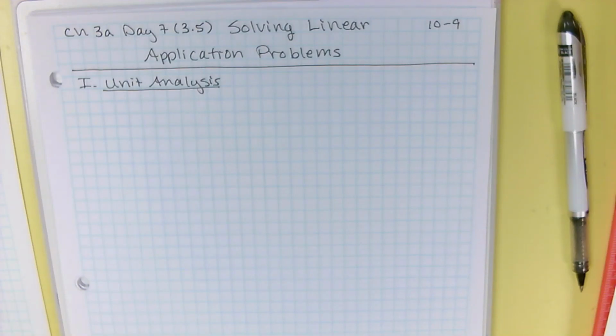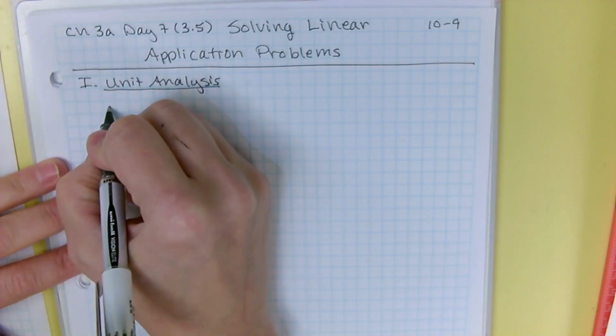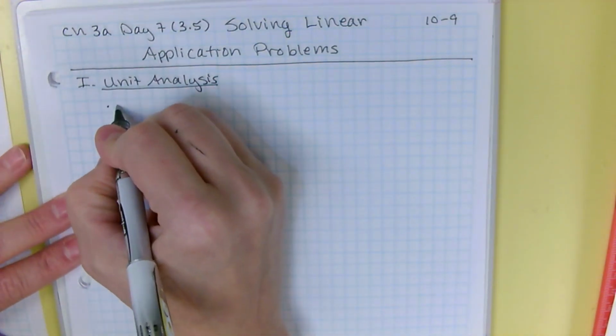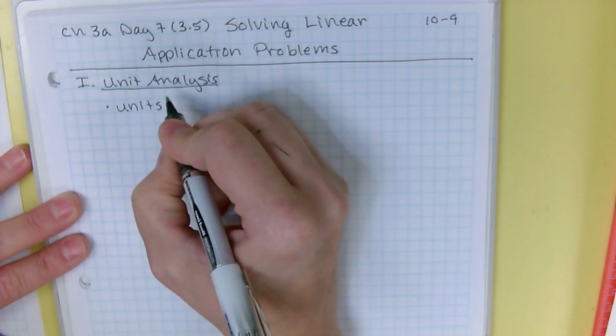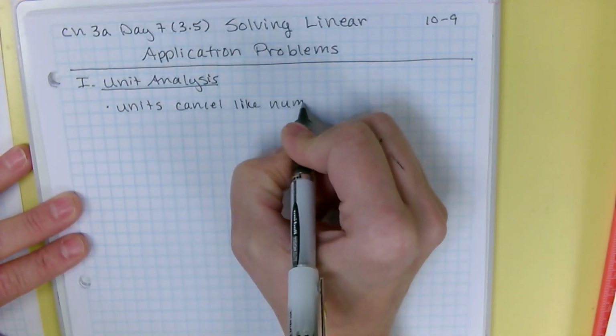All right, so we are going to do some linear application problems, but before we get to that, we're going to work on something called unit analysis. This may or may not be something you've seen. They do teach it in the science classes, in chemistry and physics, but if you haven't had chemistry or physics, you might not have seen this before. Basically, unit analysis is a way to figure out the units, and it's also a way so that the units can help you figure out the problem. It's pretty cool, really, when it works well. For unit analysis, the units cancel like numbers.